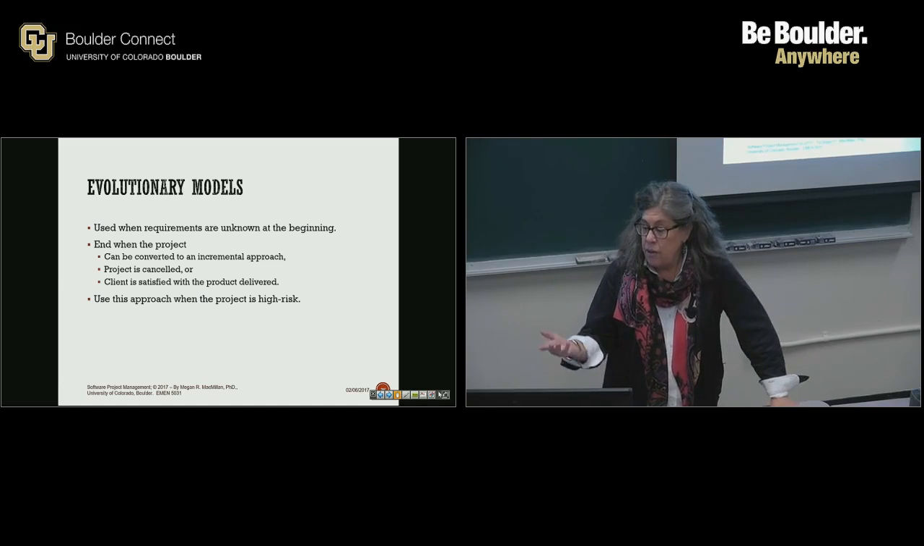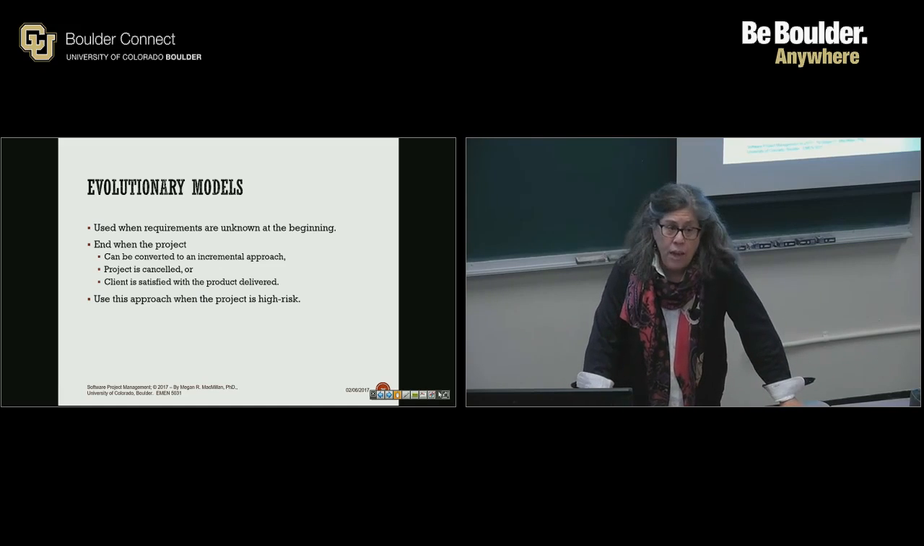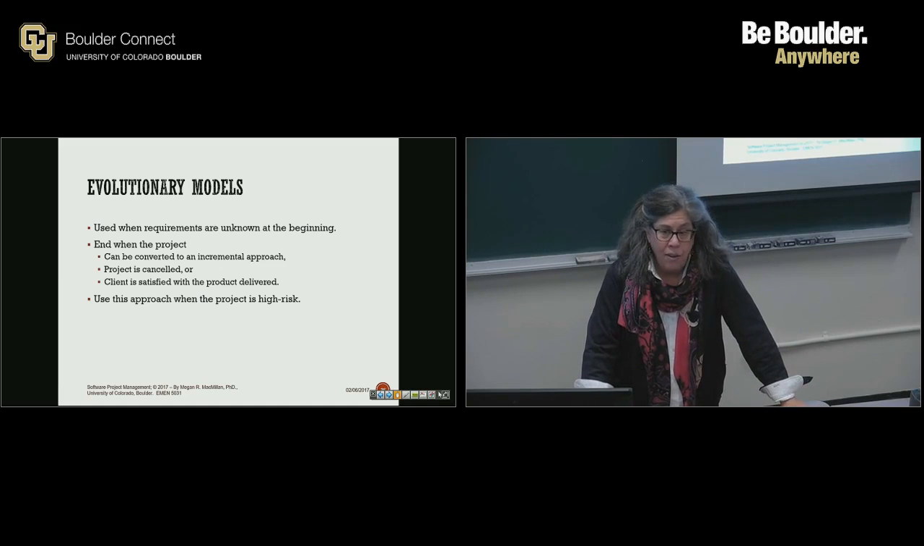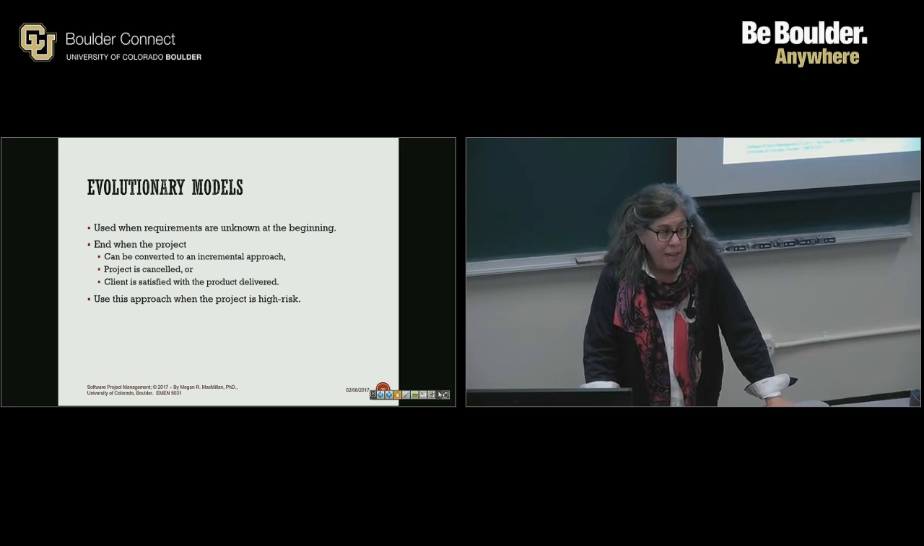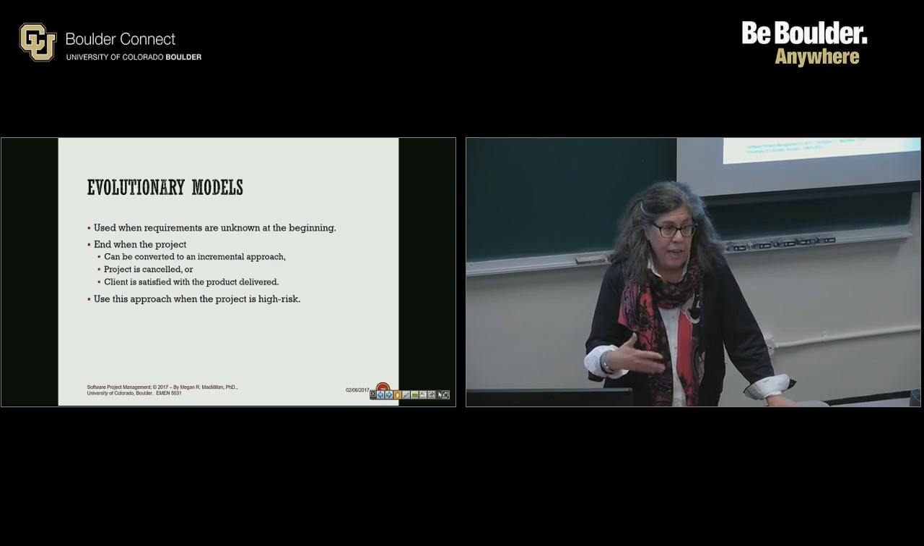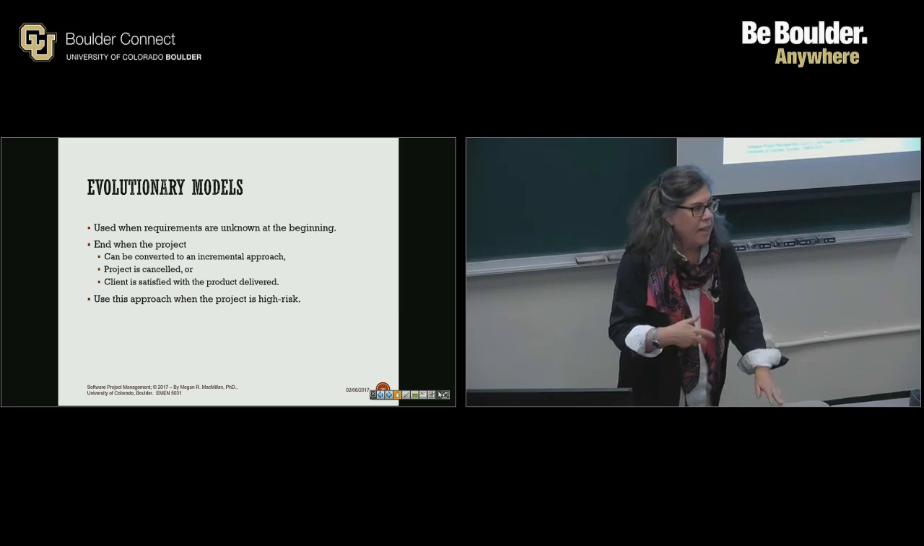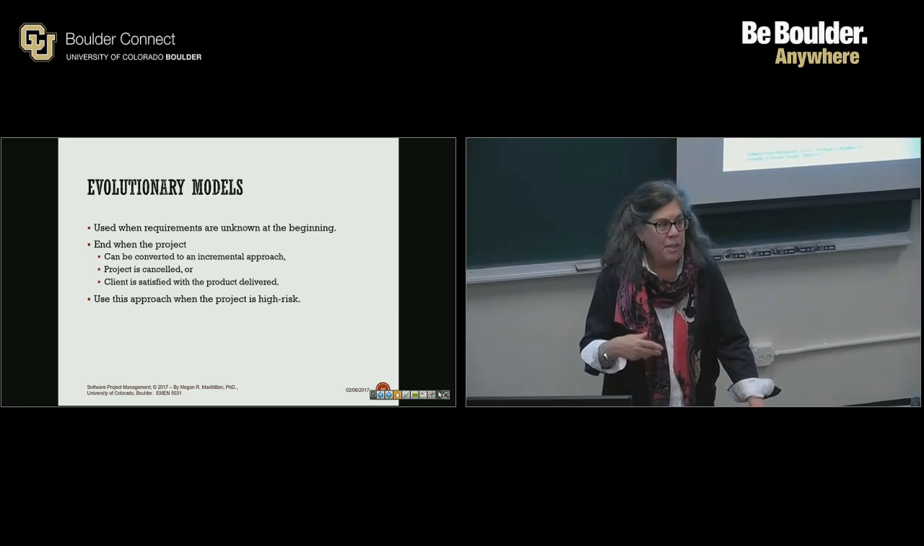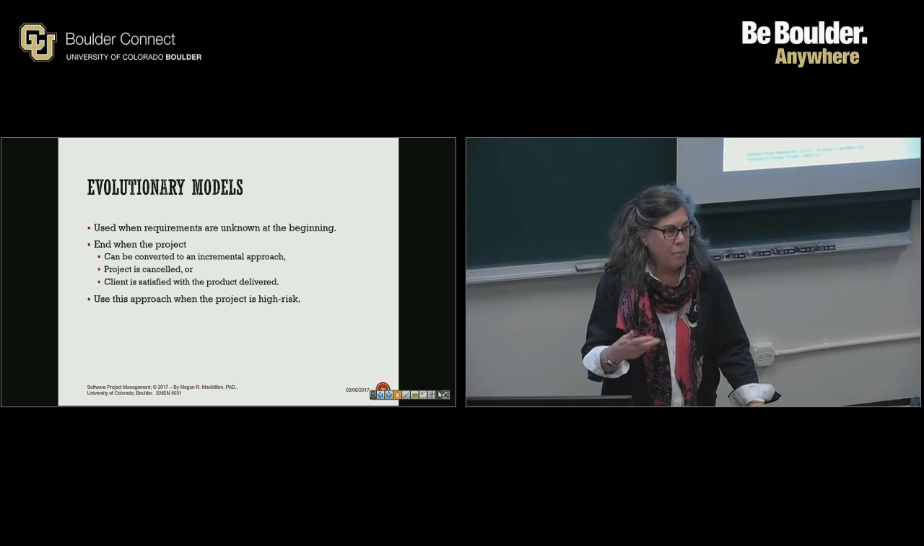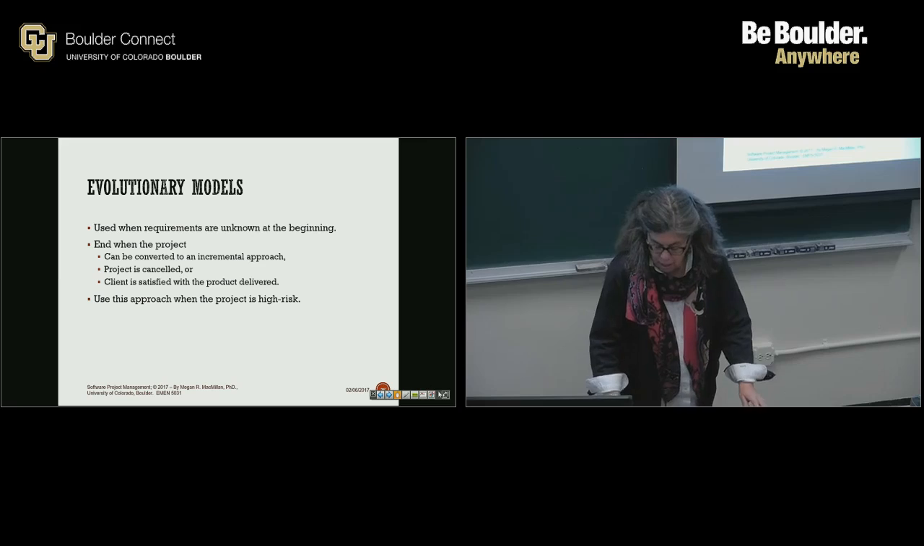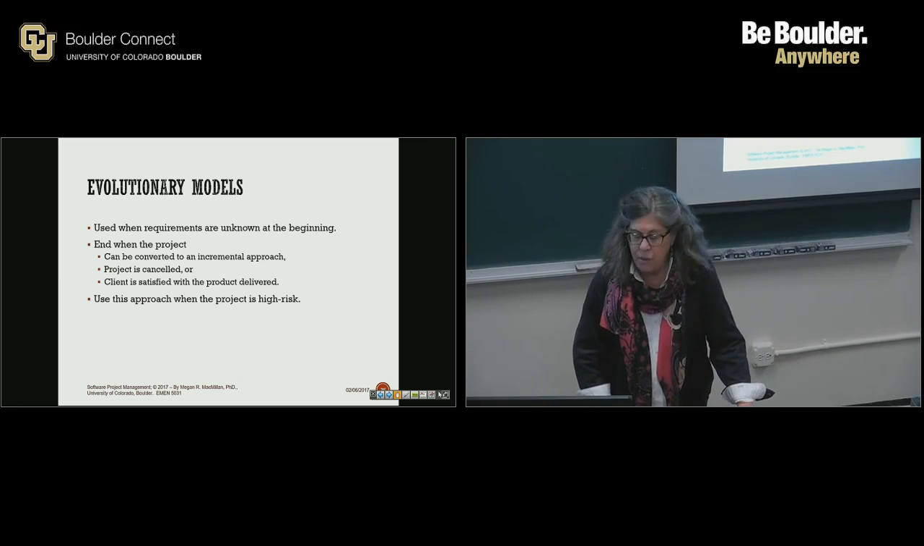So the project ends when you can convert it to the incremental approach, or you cancel the project because you're never going to get there. You really don't know what you want, and you're never going to know at this point in time. Or the client likes it and says, I'll take it as it is because I can get enough out of it. There are times when you don't have to make a really full product. It can be enough for the client to get the money back that they need. Sometimes there's enough that you don't have to do anything more. You want to use an evolutionary model when it's high risk and you really don't know what you're doing.